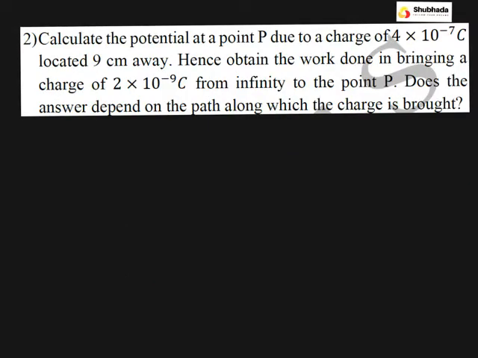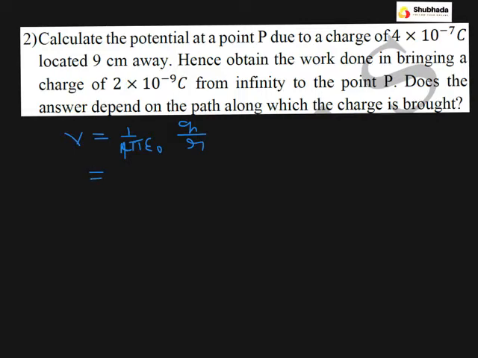Calculate the potential at a point P due to a charge of 4 into 10 to the power of minus 7 coulomb located 9 centimeter away. Hence obtain the work done in bringing a charge of 2 into 10 to the power of minus 9 coulomb from infinity to that point P. Okay, so we need to find out the potential at point P, that is 9 centimeter away. Let me say V is equal to 1 by 4 pi epsilon naught into Q divided by R. This is the formula we need to use to calculate the potential at any point.